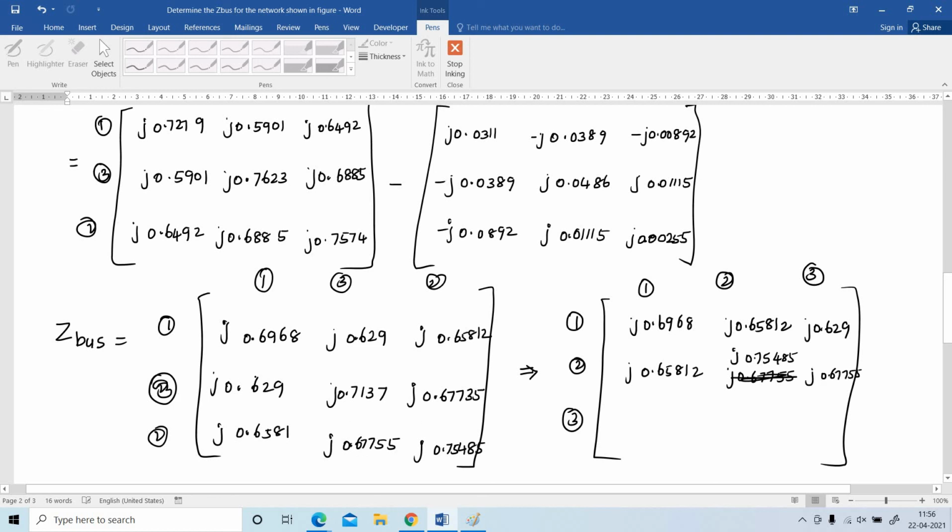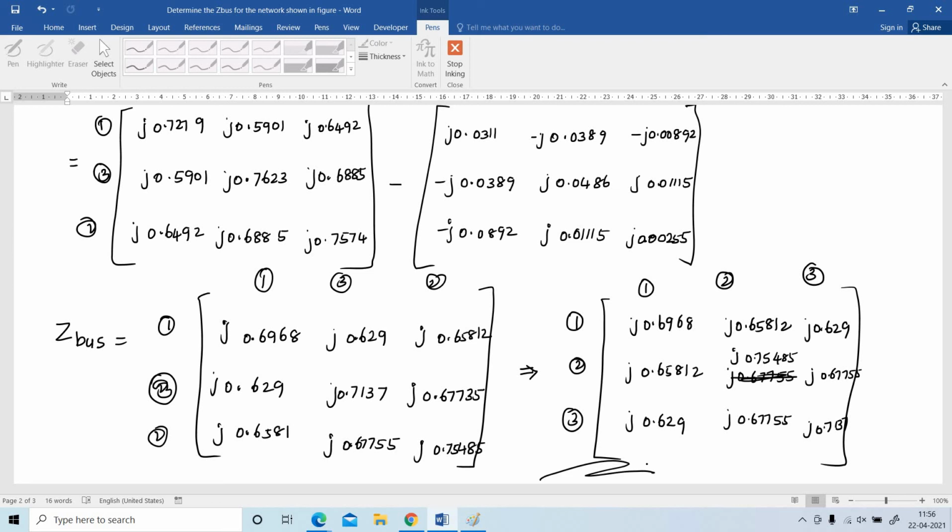Then 2 3 is J 0.67755. Then 3 1 J 0.629. Then 3 2 J 0.67755. 3 3 is J 0.7137. So this is the final Z bus matrix.